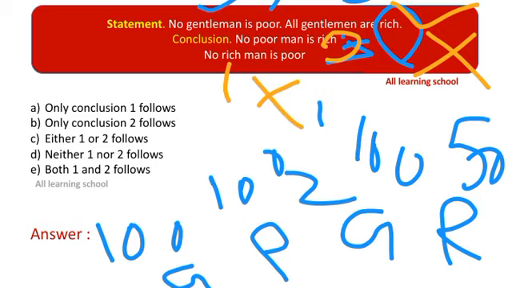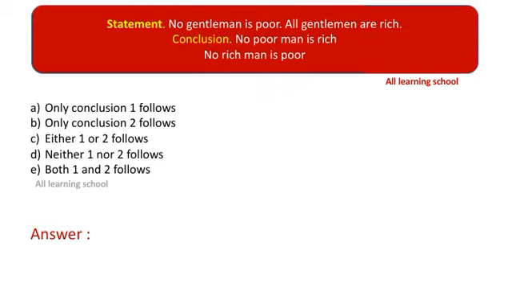Second conclusion is also wrong, so correct option will be delta in this case. Neither 1 nor 2 will be followed.